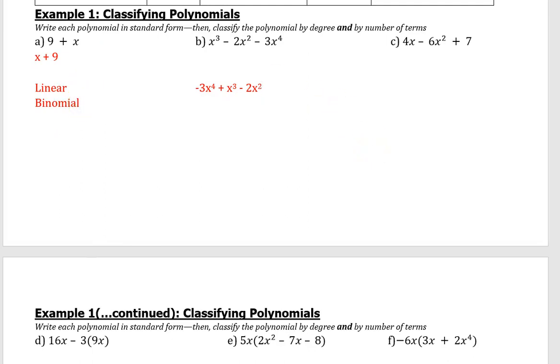Now the highest power of x is fourth, so this would be called quartic. We have 3 terms, so trinomial here. Sorry, I can't spell.